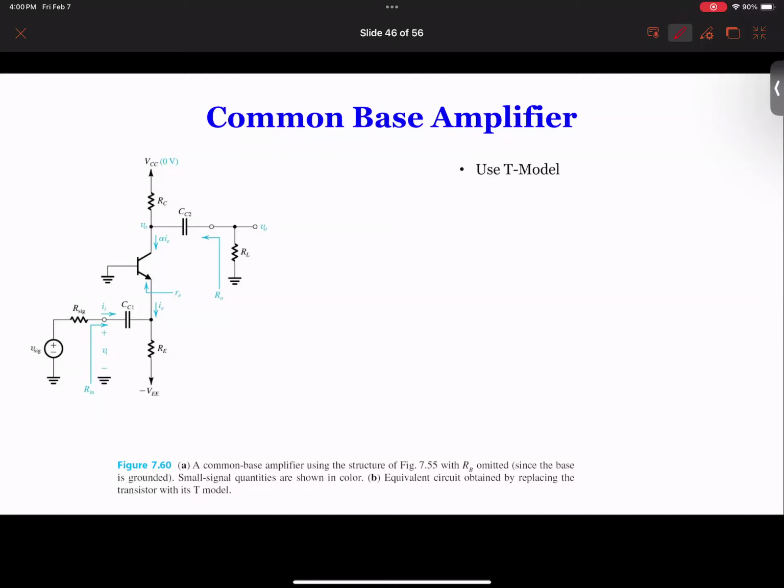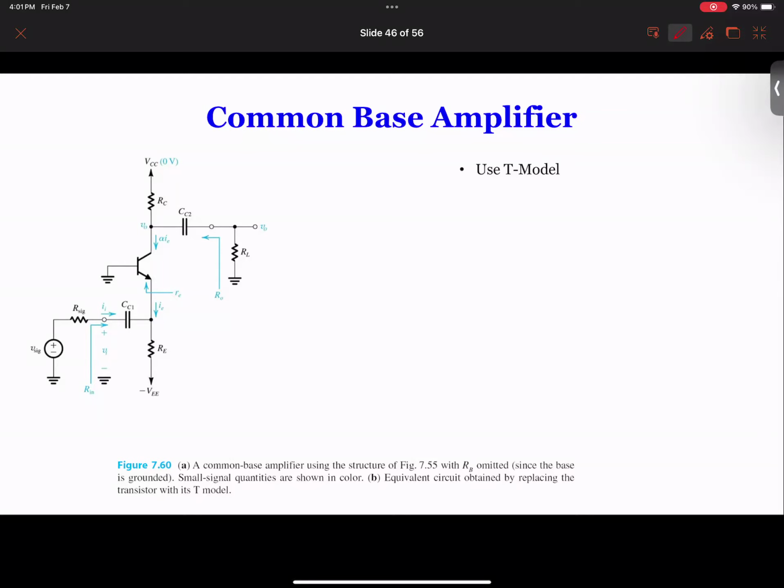So therefore, naturally, if there's something at the emitter, use the T model. That's the general rule of thumb. If nothing at the emitter, use the pi model. If the emitter is grounded, use the pi model. But if something at the emitter, use a T model. And then you can look at the collector. You have two resistors for AC. So using a T model will make your life much easier.